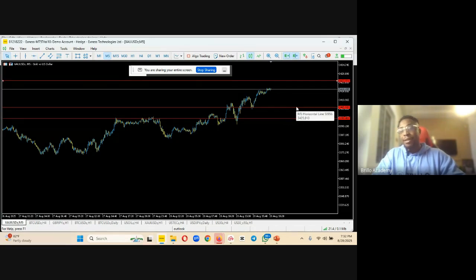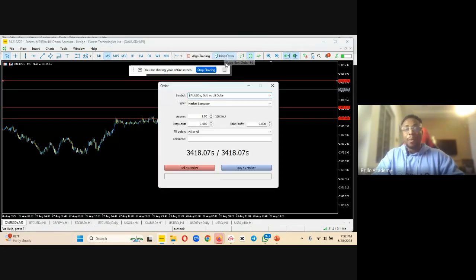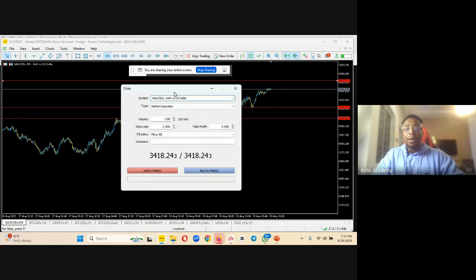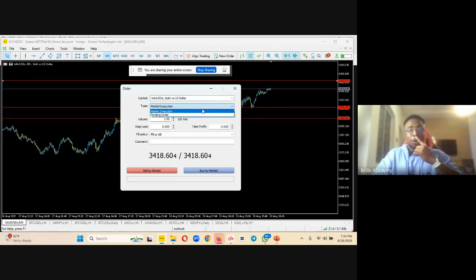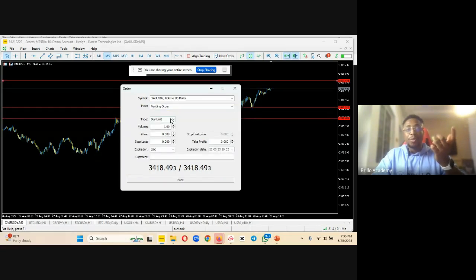So this is the buy limit. The center line is the buy limit. The down line is the stop loss, and the one above is the take profit, right? So I've gotten the price. I just need to go to new order. Now this time I have to change it from market execution. Remember, change it from market execution to pending order. The moment you do that, you'll be able to change it. Okay, so it's already on the buy limit. So this is buy limit.